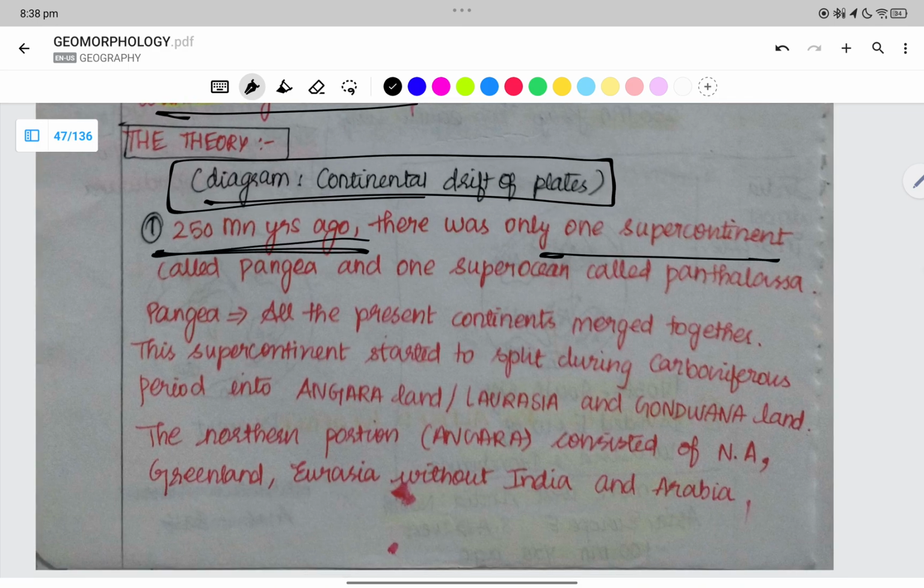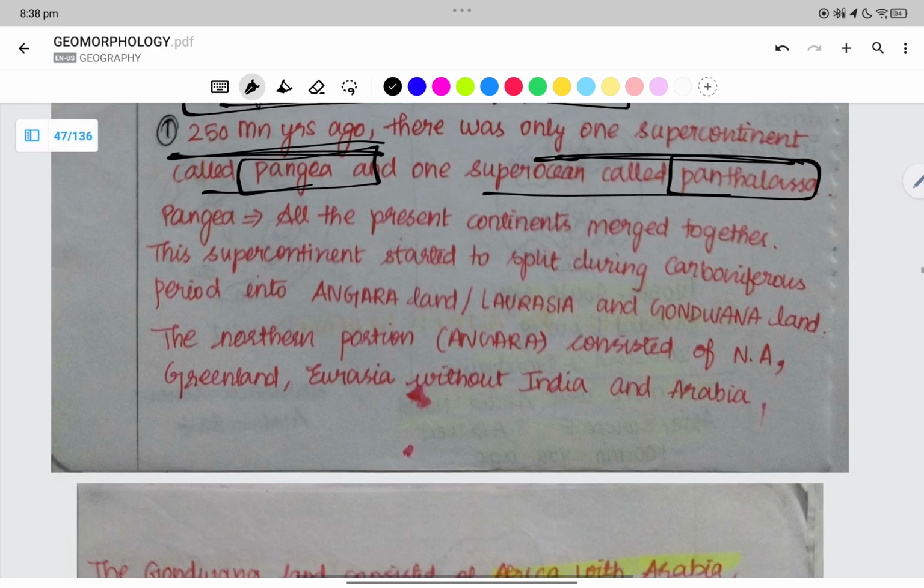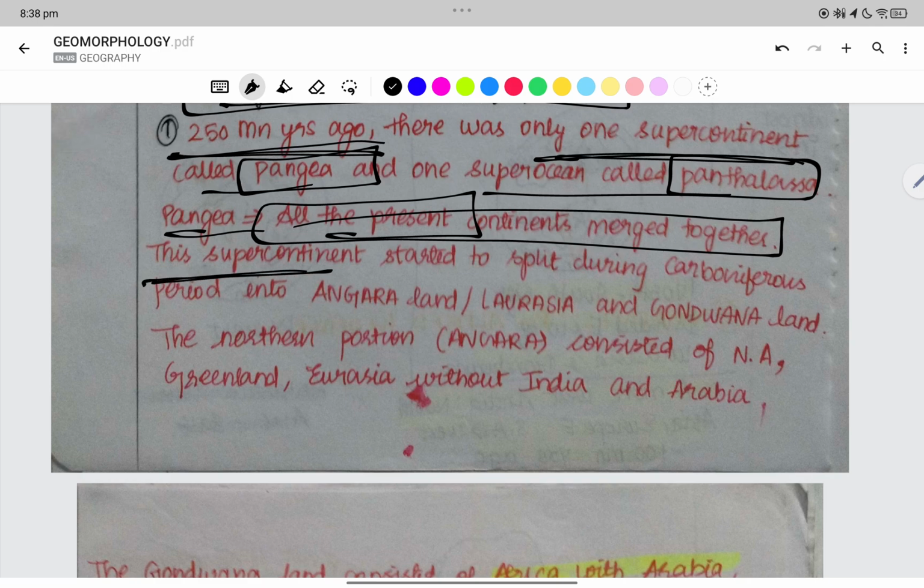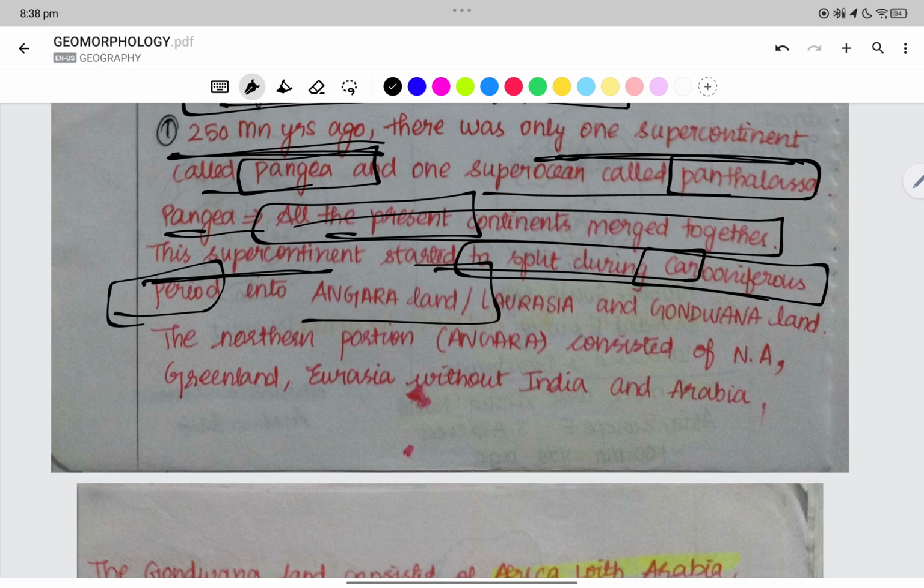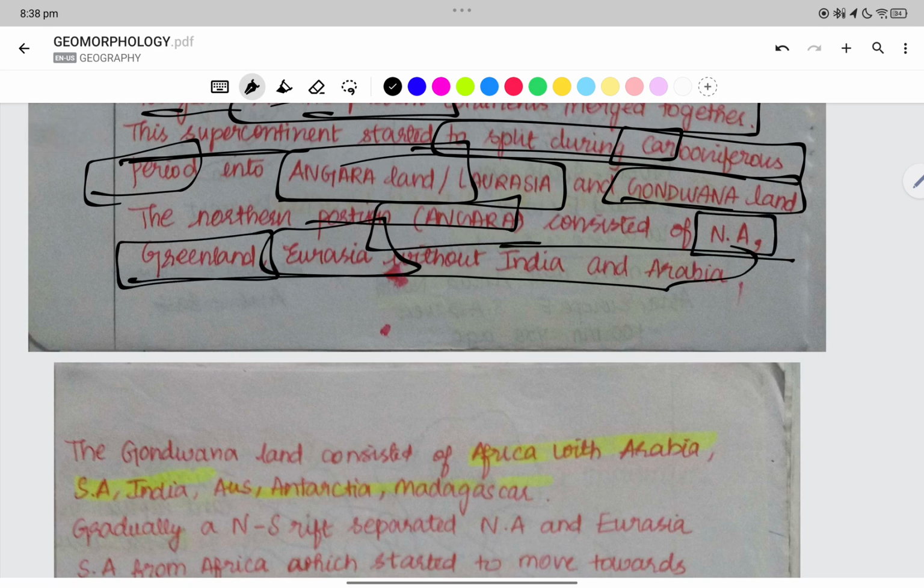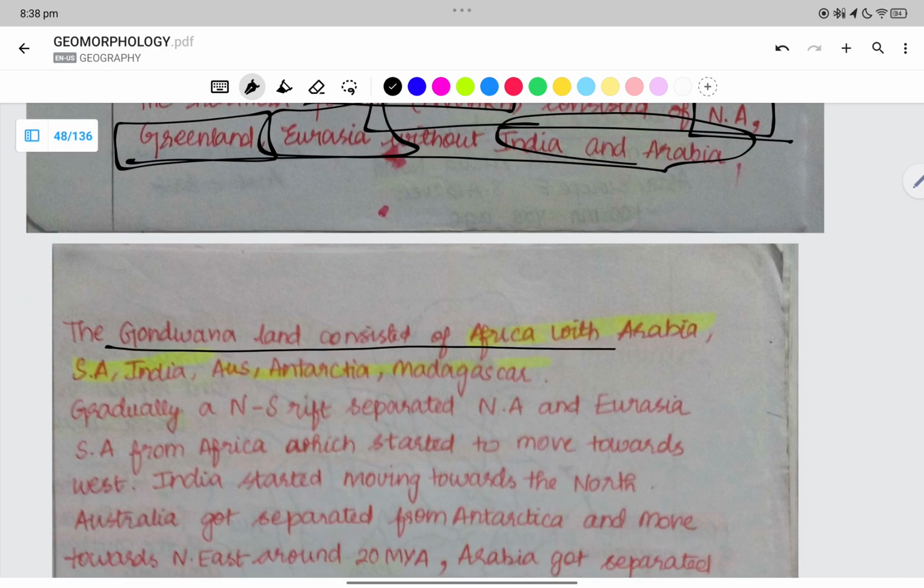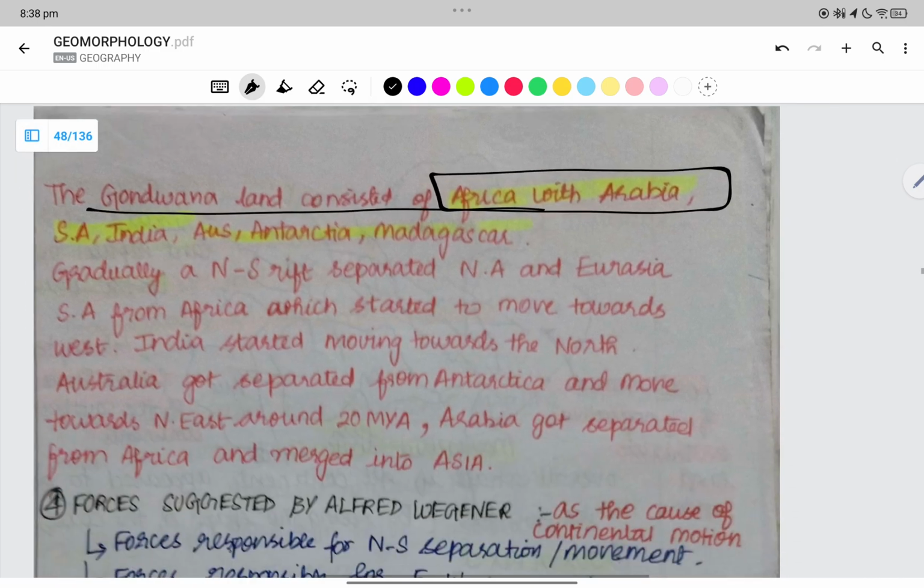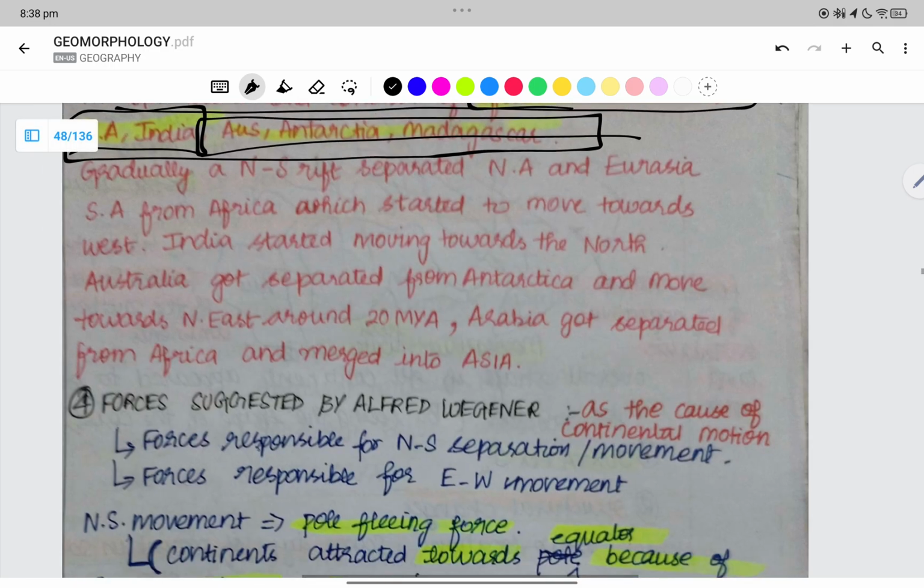250 million years ago, there was only one supercontinent called Pangaea, and a superocean called Panthalassa. In Pangaea, all the present continents were merged together. This supercontinent started to split during the Carboniferous period into Angaraland or Laurasia and Gondwanaland. The northern part, Angaraland, consisted of North America, Greenland, and Eurasia without India and Arabia. Gondwanaland consists of Africa with Arabia, South America, India, Australia, Antarctica, and Madagascar.